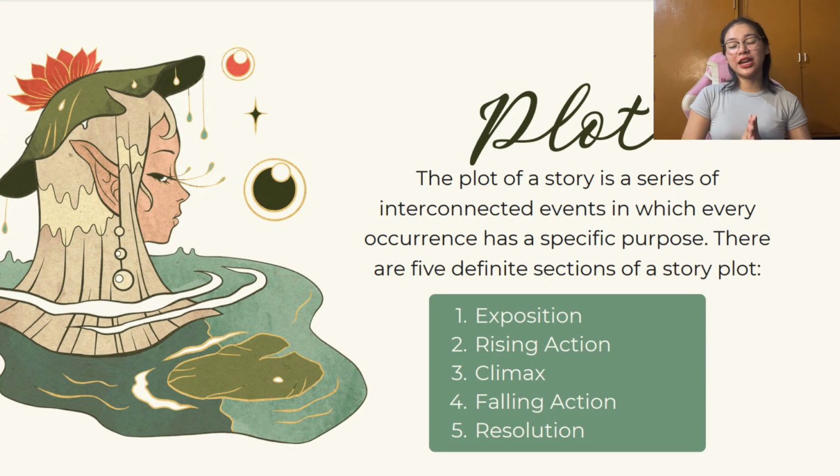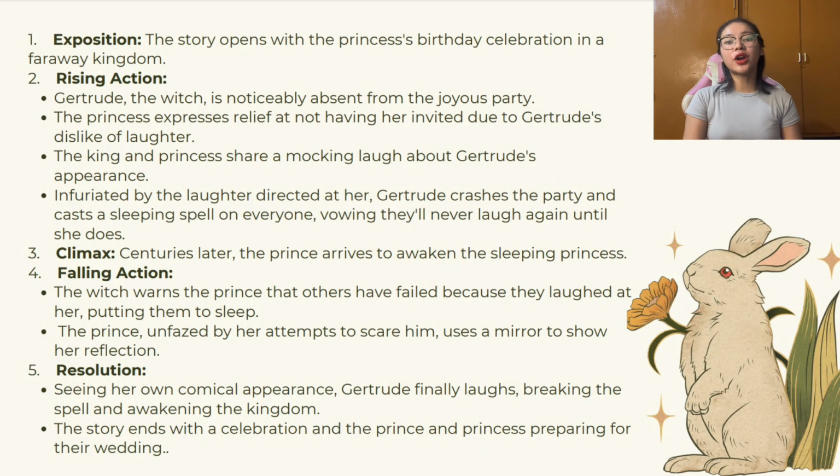Now, on the next slide, we have the plot. So the plot of a story is a series of interconnected events in which every occurrence has a specific purpose. We have the 5 parts of the plot, which are, the first one is the exposition. So the story opens with a princess' birthday celebration in a faraway kingdom. And the next one, we have the rising action.